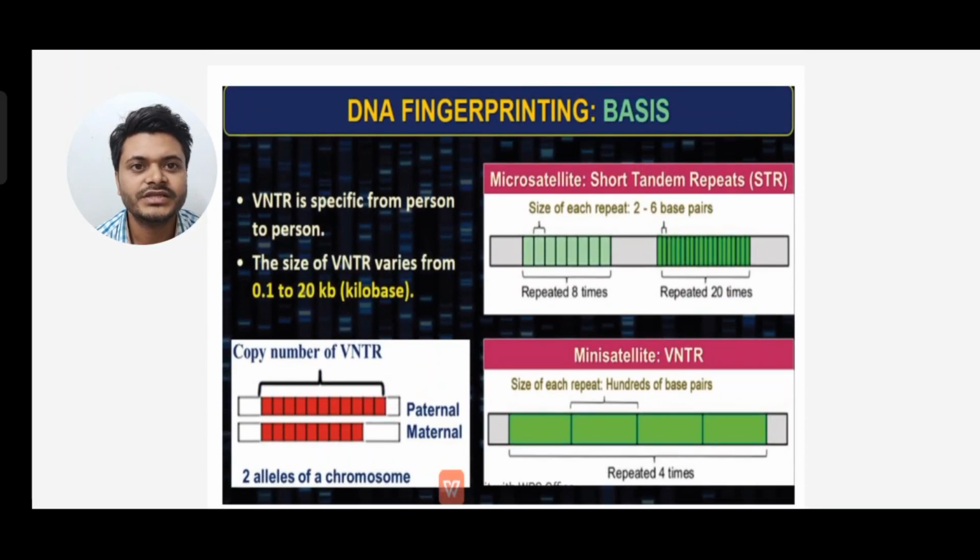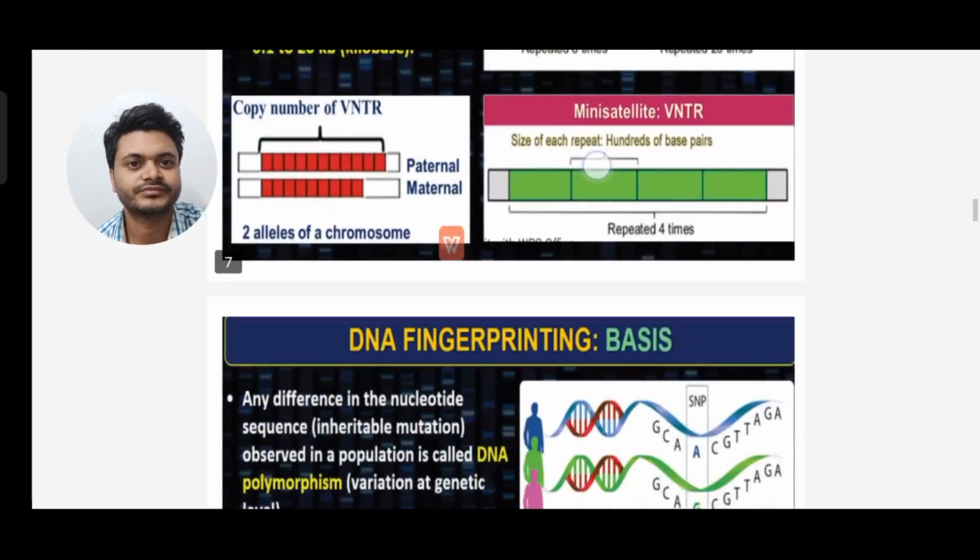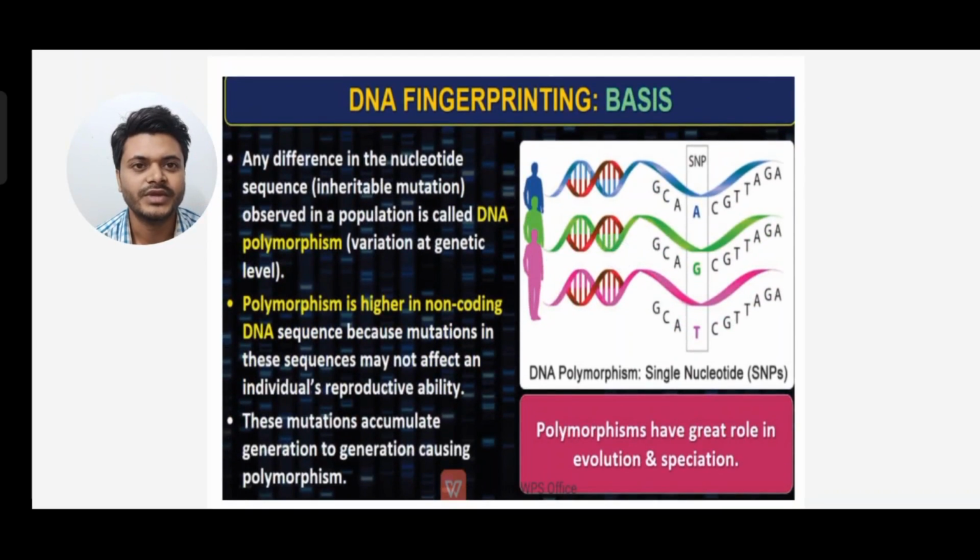Next, VNTR is specific from person to person, and the size of VNTR varies from 0.1 to 20 kb, that is kilobases. Any differences in the nucleotide sequence, an inheritable mutation observed in a population, is called DNA polymorphism. So what is DNA polymorphism? It is a variation at the genetic level.